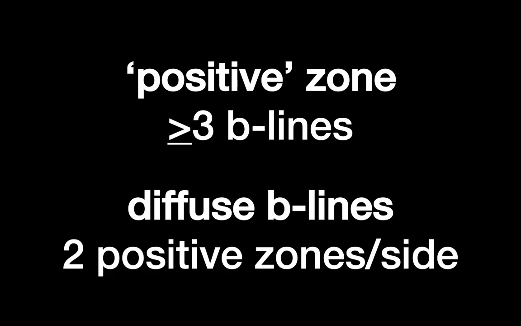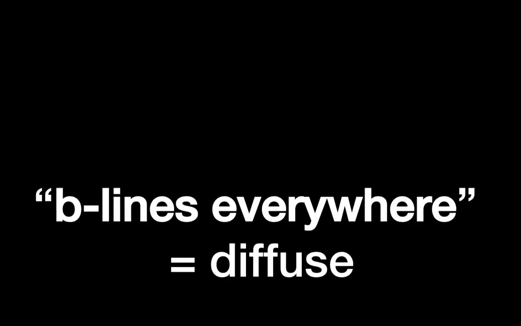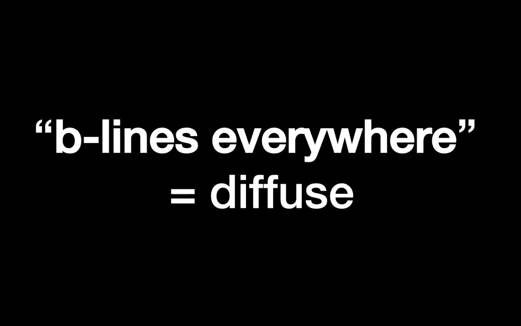To have a positive lung zone, you need at least 3 B lines. And to be considered diffuse, you need to have at least 2 positive zones per side. Typically when I'm doing this exam, I'm only really looking at the anterior lung fields. And if I'm seeing B lines everywhere in at least 2 or 3 spots on each side of the lung, then I just consider that diffuse, and I don't go on to look at the posterior fields.